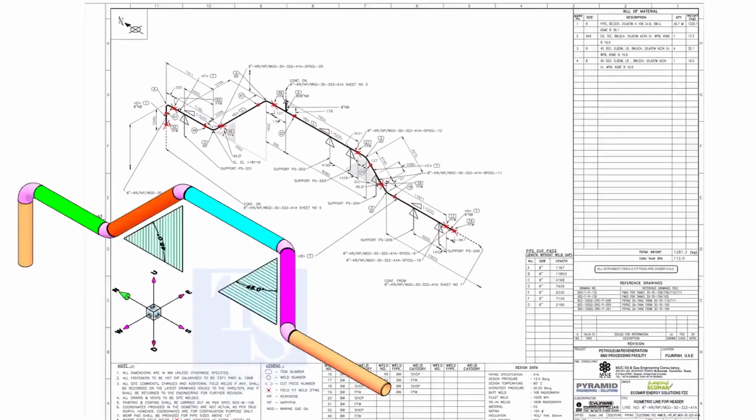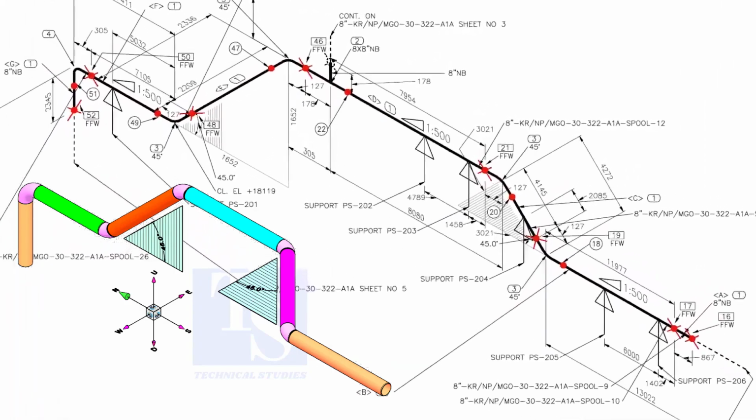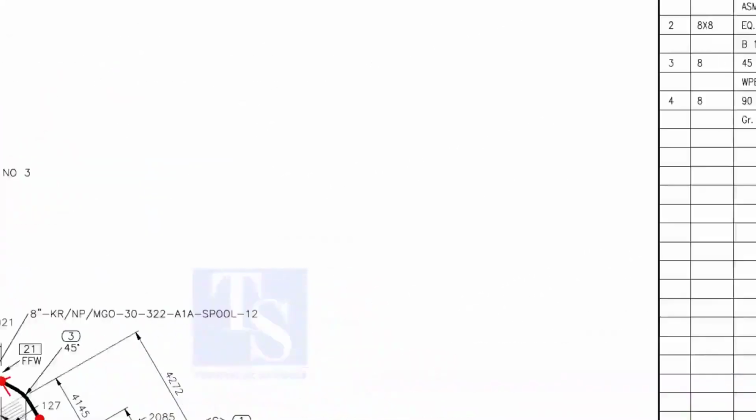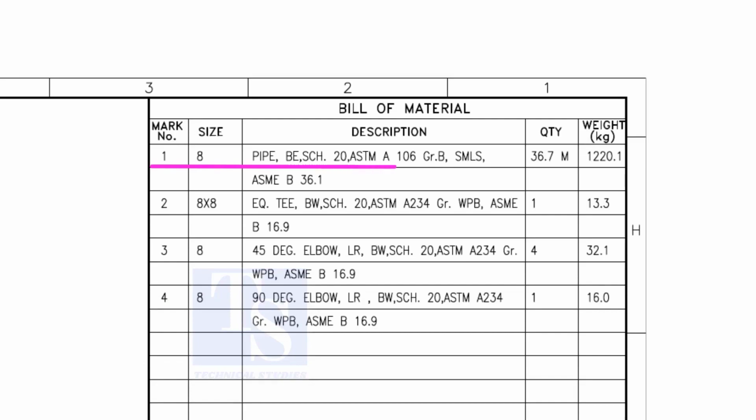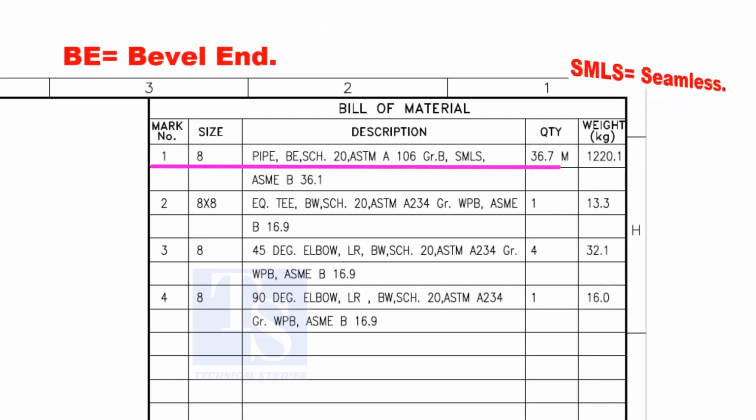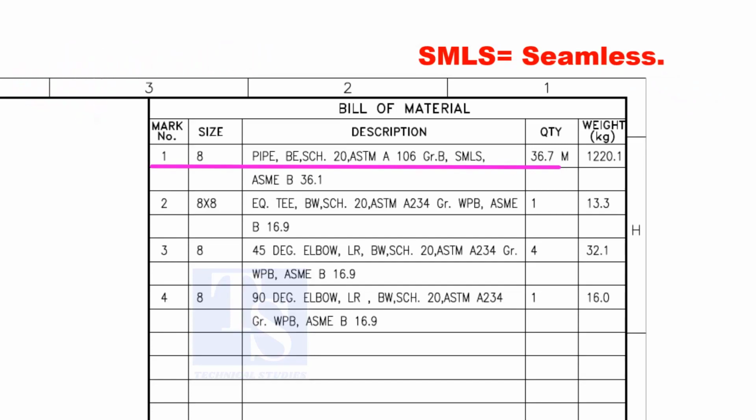Let us have some basic idea of the drawing. Item number 1 is 8-inch pipe. BE is bevel end. Schedule 20. SMLS stands for seamless.